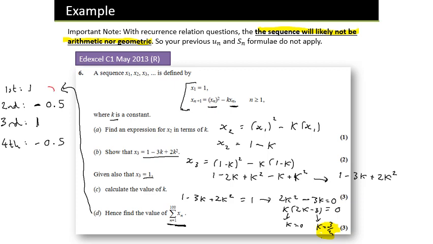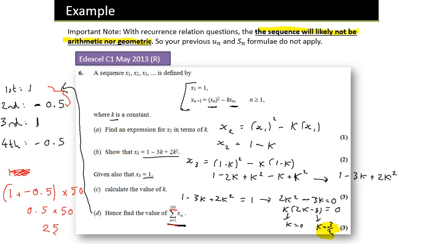Effectively, you've got 1 plus minus 0.5. And then how many of those pairs will you have between 1 and 100? You'd have 50 of those pairs. So it's 1 plus minus a half, or 1 minus a half, times 50, which is therefore 0.5 times 50, which is 25.